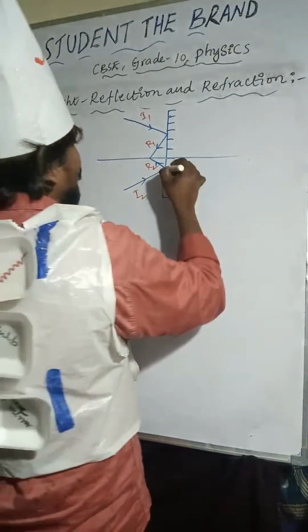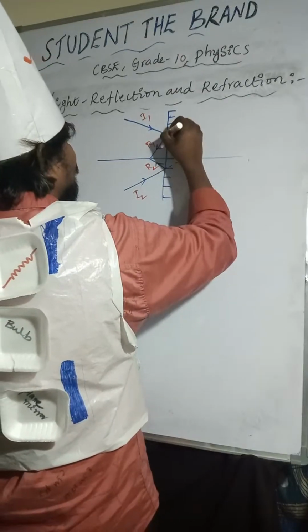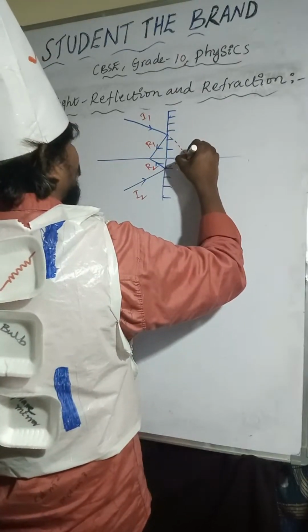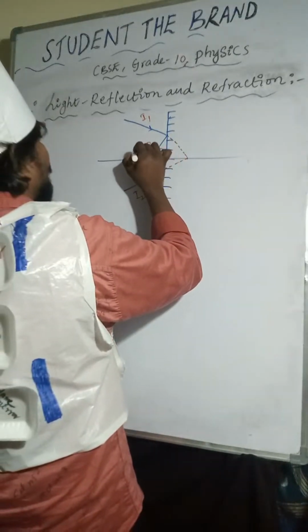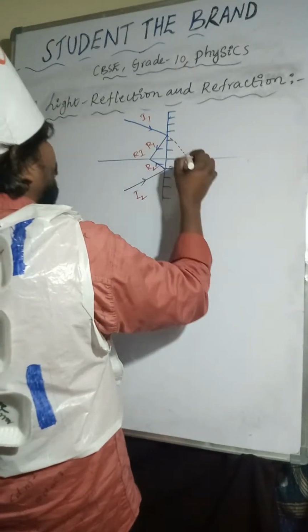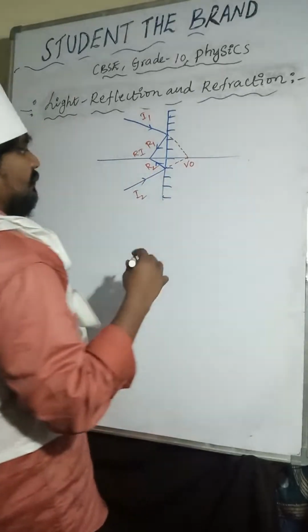So we are extending these incident light rays. We are extending this one. So here the image is forming. This is a real image, virtual object.